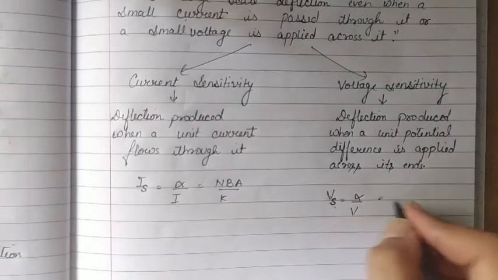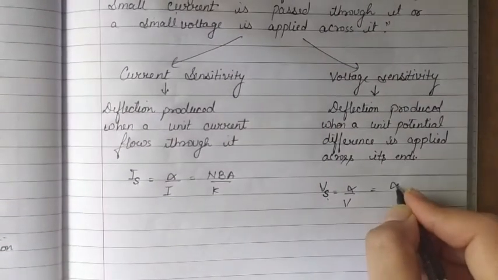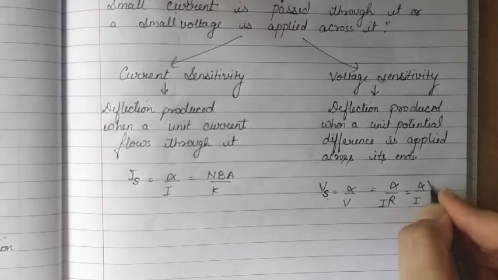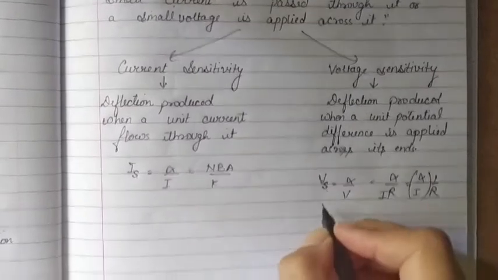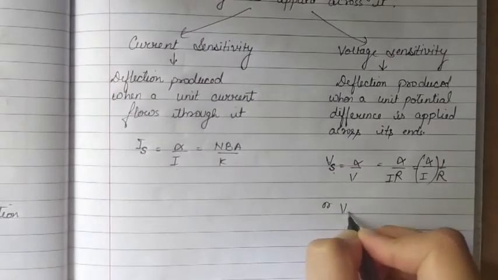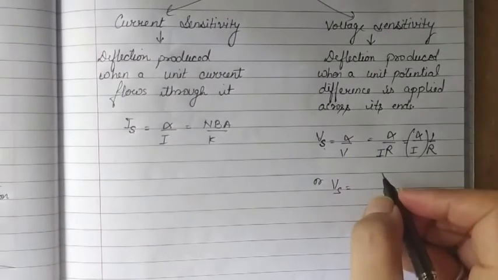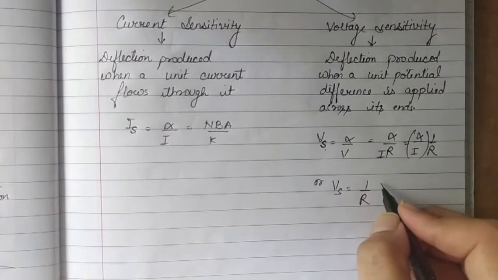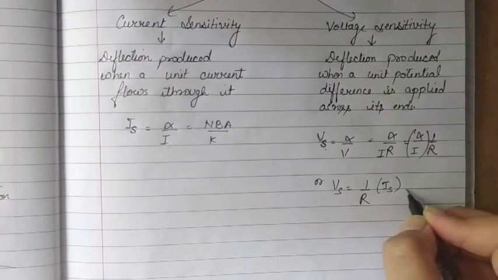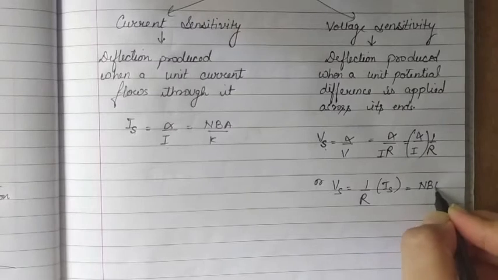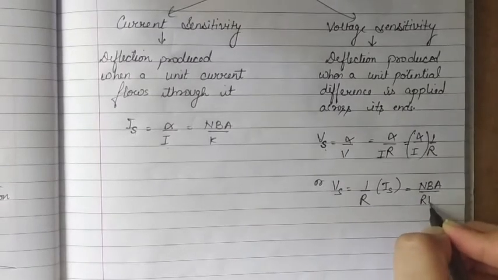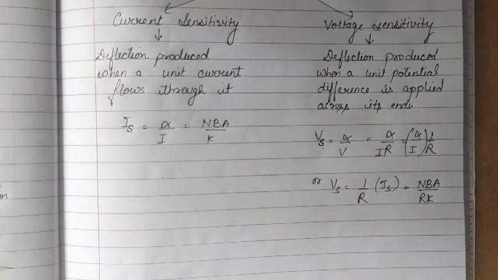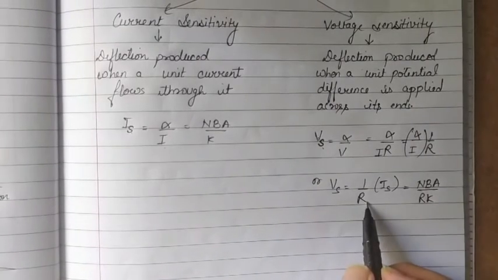Vs means voltage sensitivity is equal to deflection per unit voltage, or alpha upon V. Now we can write V as IR using Ohm's law. So it can be written as alpha upon I into 1 upon R, or we can write Vs as 1 upon R, and the value of alpha upon I is Is, or NBA upon RK.